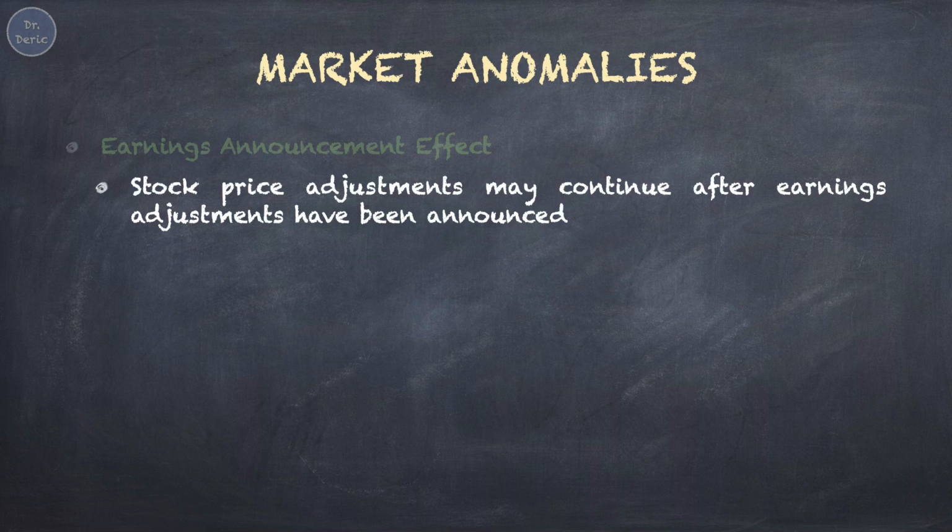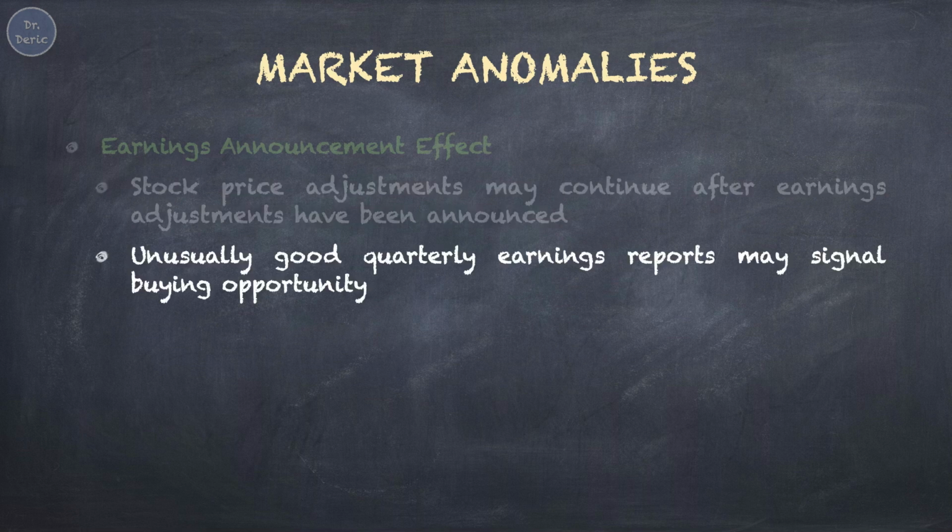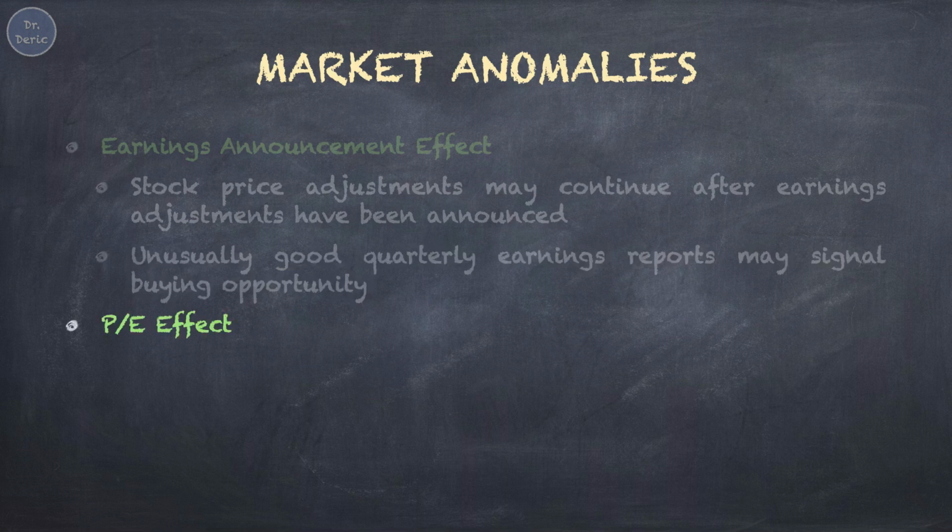Fourth, earnings announcement effect. Stock price adjustments may continue after earnings announcements. In theory, if the stock markets were efficient, then company earnings announcements would cause an immediate shift in stock prices, as the report is instantly factored into the market price. However, in practice, it can take up to approximately 60 days for markets to adjust, with a positive earnings announcement causing stock price increase and a negative earnings announcement causing stock price decrease. Therefore, unusually good quarterly earnings reports may signal buying opportunity, as the stock price will continue to increase in the following 60 days.